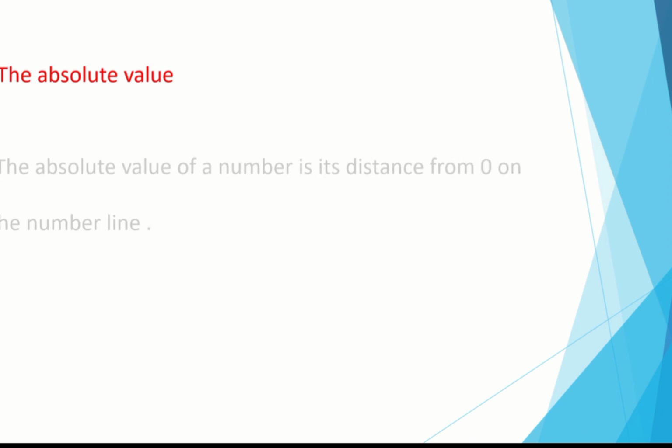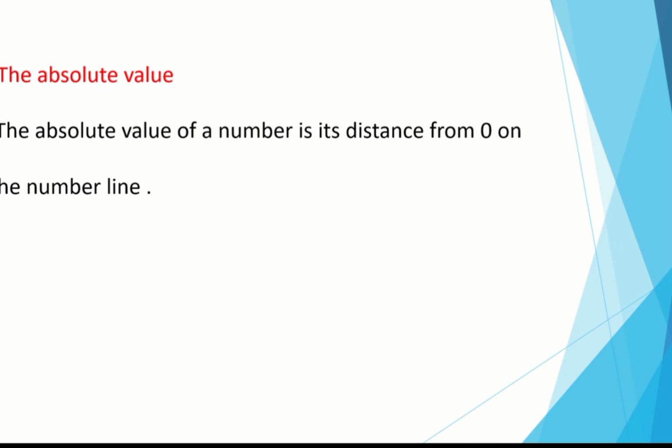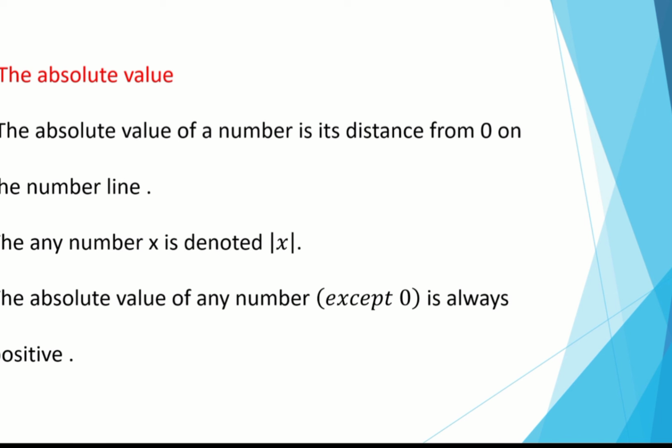The absolute value. The absolute value of a number is its distance from 0 on the number line. Any number x has its absolute value denoted by x between bars, which is the sign for absolute value. The absolute value of any number except 0 is always positive. The absolute value of 0 is equal to 0.